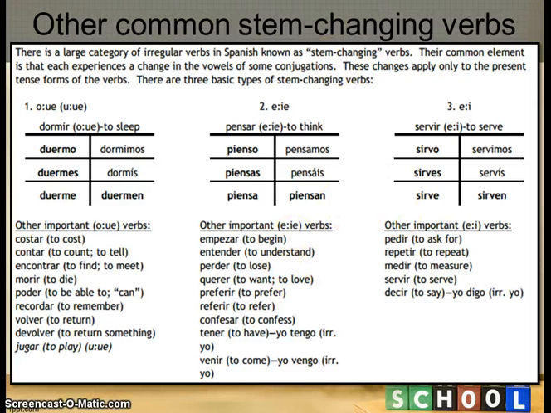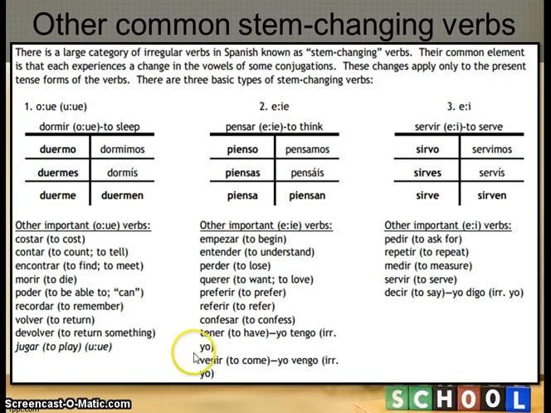Okay, so again, we have some examples. We have O to UE. Also, some verbs are U to UE. We have E to IE, and we have E to I. So you want to make sure that you are doing this right so you don't get counted off for spelling and not knowing which words change.